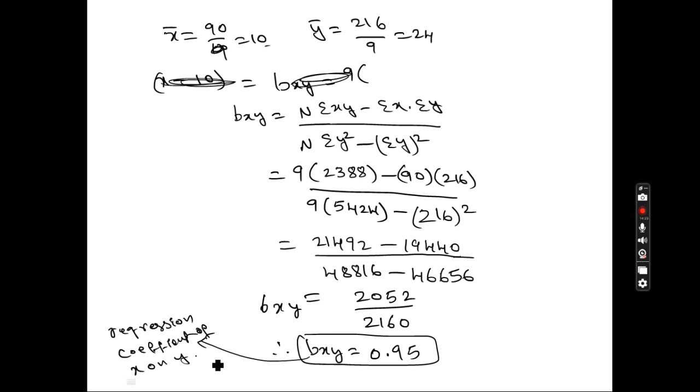So once you calculate these values, substitute all of them in the regression equation. I am replacing all these values in the regression equation, so I am getting the final answer. So what can I do now? X minus x bar, 10, is equal to 0.95, the Bxy value I calculated just now, into y minus 24.